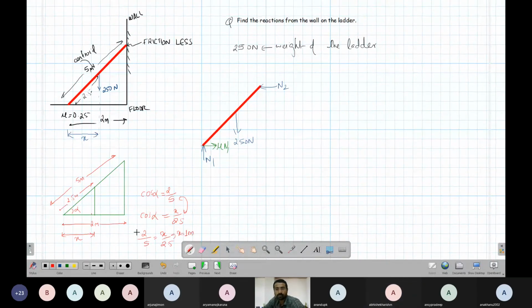X is equal to 1 meter. These are similar triangles. You see, this side by this side should be equal to this side by this side. The full length divided by it should be equal to the length divided by the length. Similar triangles, you see. So x is equal to 1 meter. I'm just telling you the distance is 1 meter.